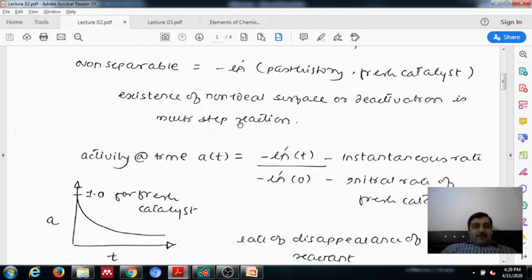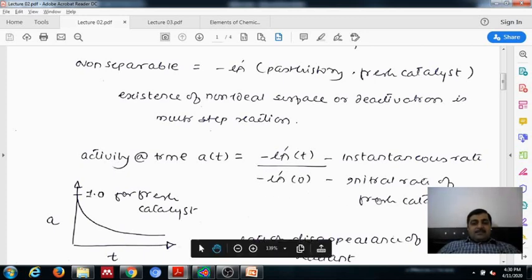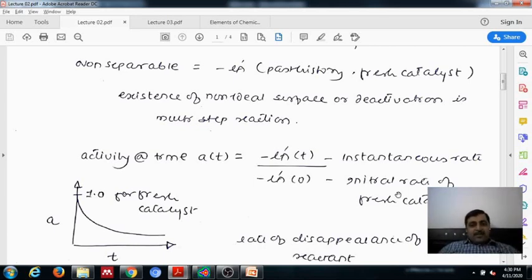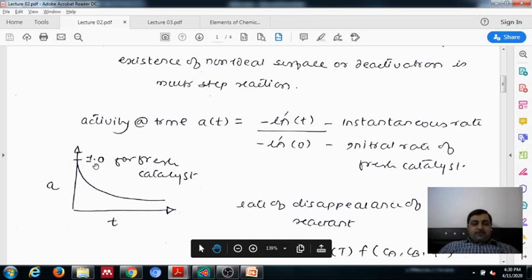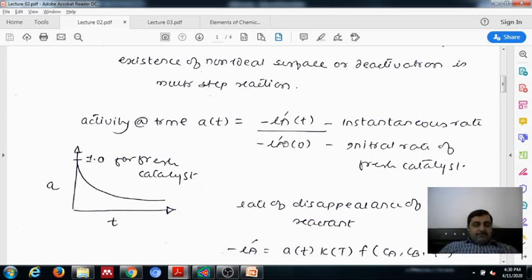Now, this is all because there is a non-ideal surface, or deactivation always happens as a multi-step reaction and is dependent on the reaction conditions at any instant of time. That is where we define activity as the ratio of the instantaneous rate to the rate of the catalyst initially. When you talk about the initial rate, the catalyst is fresh, so all the active sites are available for the reaction and there is no deactivation. So we call the activity value 1 when the rate is at initial conditions. But as we move ahead with time, you see the activity will drop.